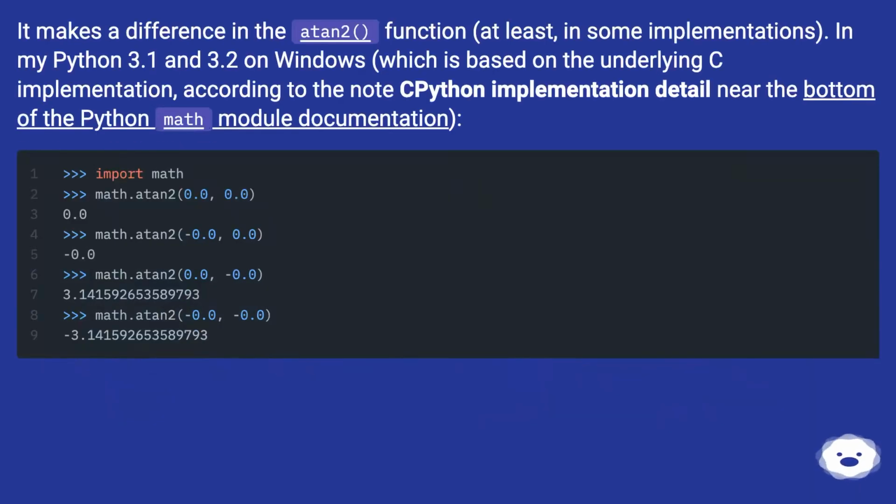It makes a difference in the atan2 function, at least in some implementations. In my Python 3.1 and 3.2 on Windows, which is based on the underlying C implementation, according to the note "Python implementation detail" near the bottom of the Python math module documentation.